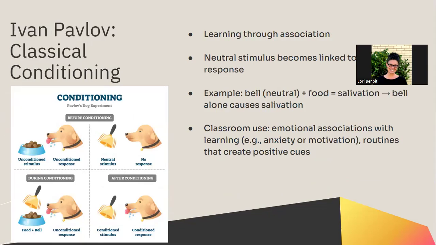Ivan Pavlov's classical conditioning focused on learning through association. He discovered that a neutral stimulus, like a bell, could be paired with an automatic response, like salivation, if repeated enough times. In education, this can translate to how students begin to associate certain classroom cues with emotional responses, like feeling calm when they hear soft music, or anxious when they hear a strict or strident tone or a teacher yelling. These associations matter when creating a positive learning environment.